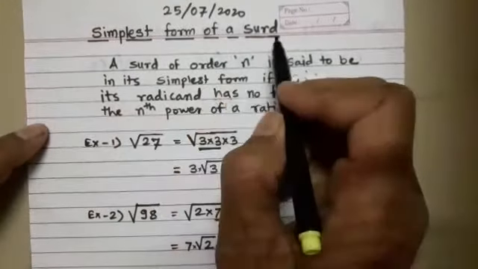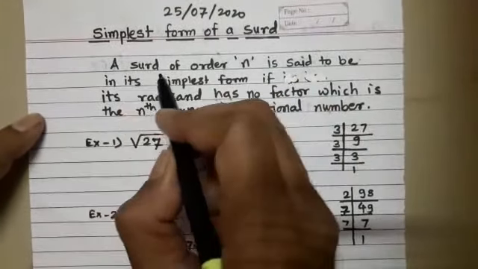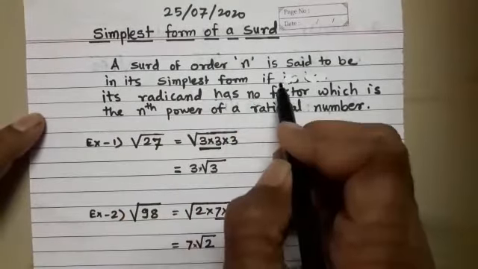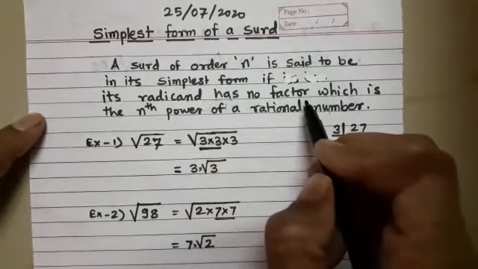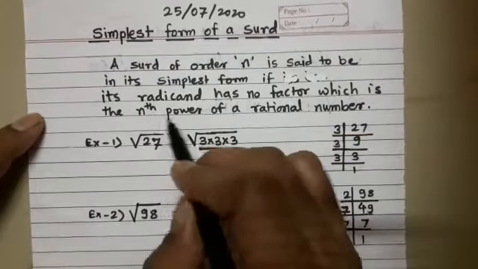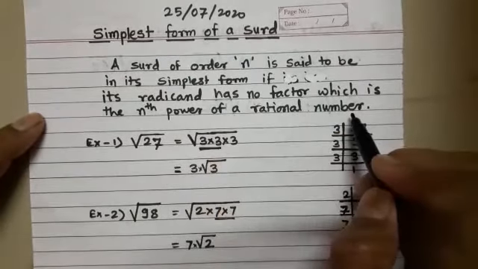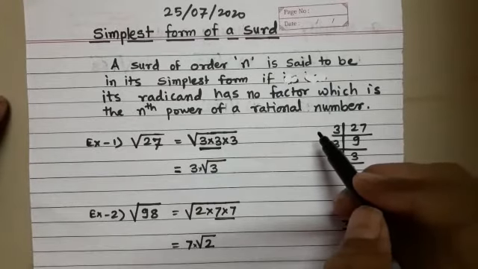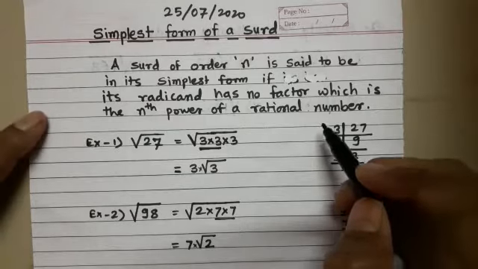Simplest form of a surd. A surd of order n is said to be in its simplest form if its radicand has no factor which is the nth power of a rational number. We are learning here how to write down a surd in the simplest form.